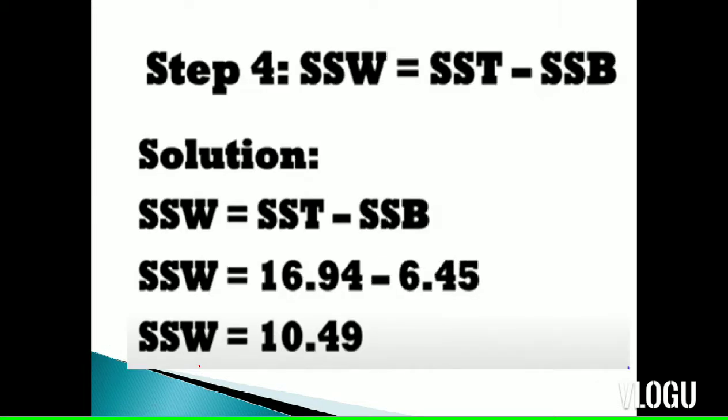Step 4, SSW. We have SST minus SSB. So substitute nimo ang value sa SST na naman tayo nakuha ang value. Substitute nimo sa value sa SSB. Nakuha ang value po, which is 16.94 minus 6.45. The result is 10.49.